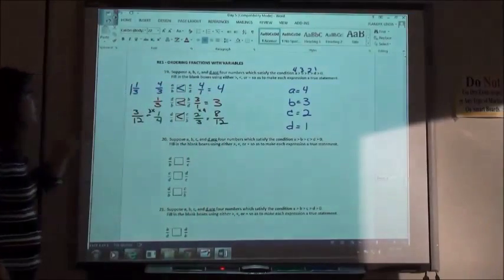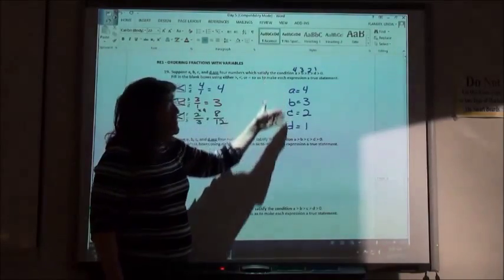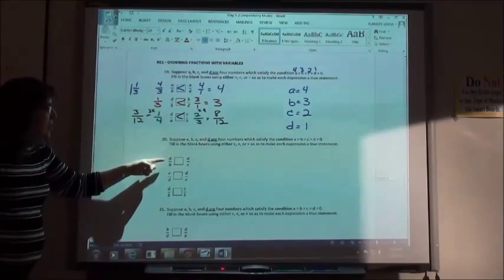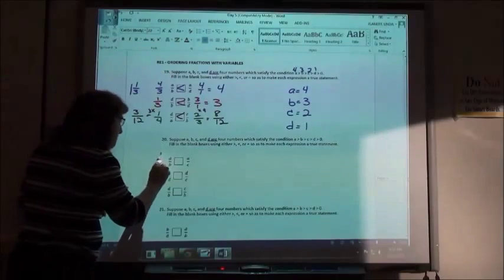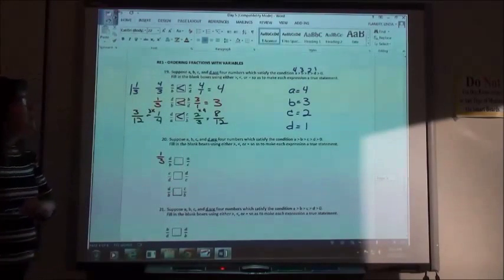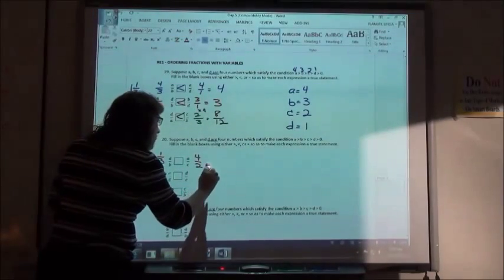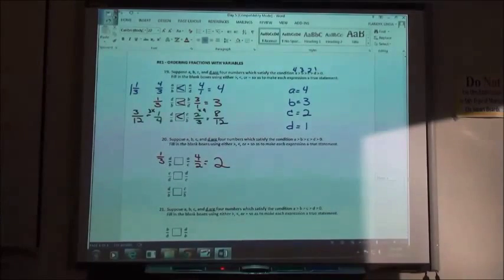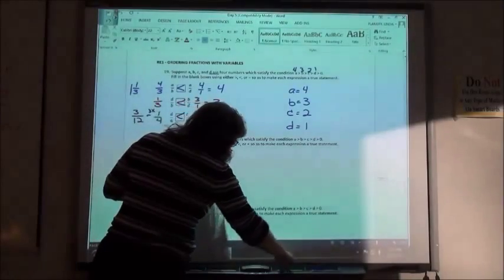So number 20, same directions up on top. A, B, C, and D are four numbers that satisfy the condition A is greater than B, which is greater than C, which is greater than D, which is greater than 0. So again, if we just use these same four values, D over B would be what fraction? 1/3. A over C would be 4 over 2, which simplifies into just a 2, right? So 1/3 compared to 2, we know is less than.